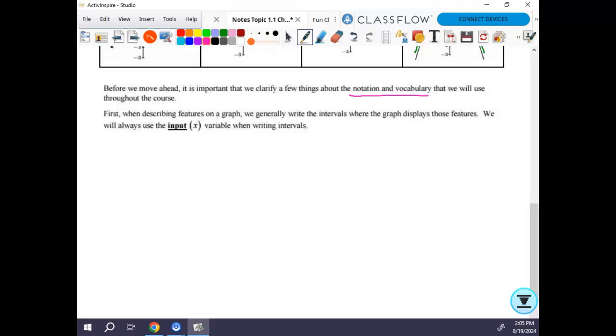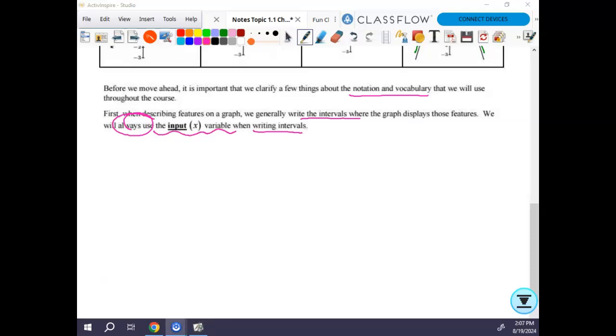So make sure you're paying attention to those things as I go through this and tell you what you have to write and why. So it says, first, when describing on a graph, we generally write intervals where the graph displays the features that we're talking about. And we always use the input variable when writing intervals. So one of the things I said on Friday a few times was, we look at y, we talk about y, but we write about x. And that's another thing that you got to make sure that you keep straight in your brain. Okay, we good on that?